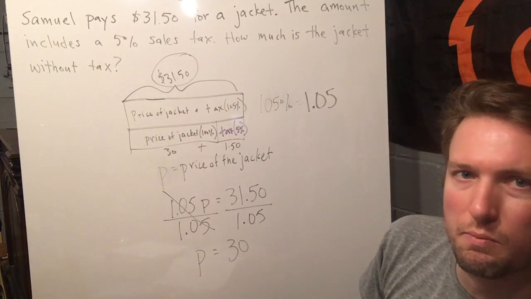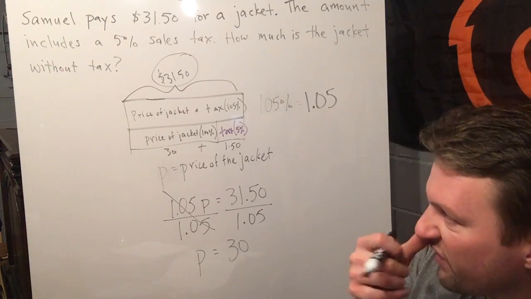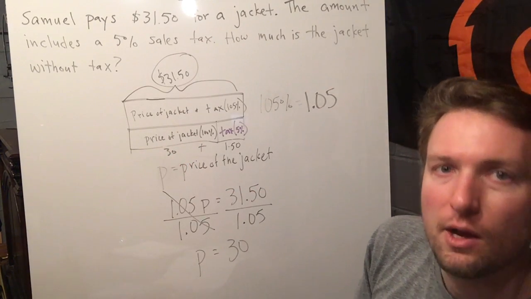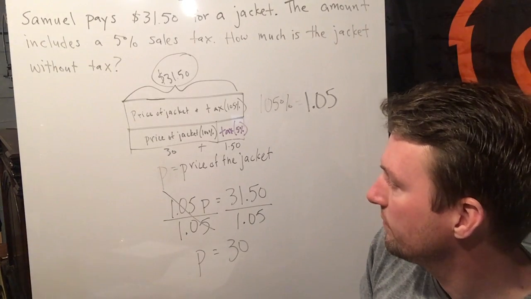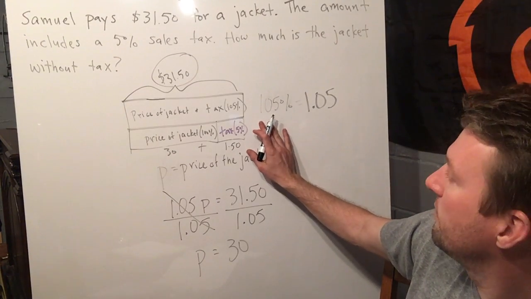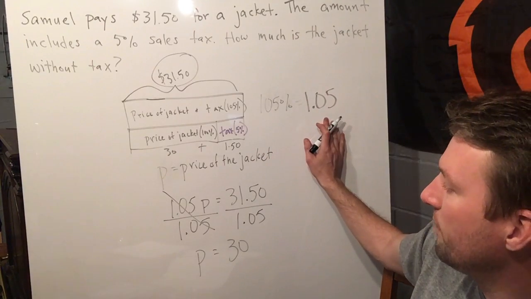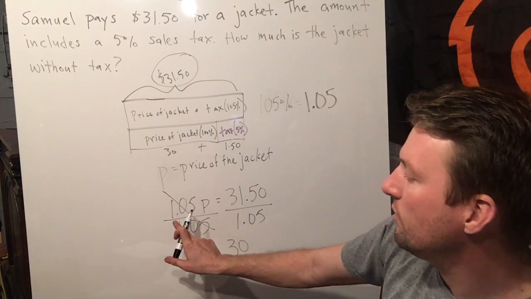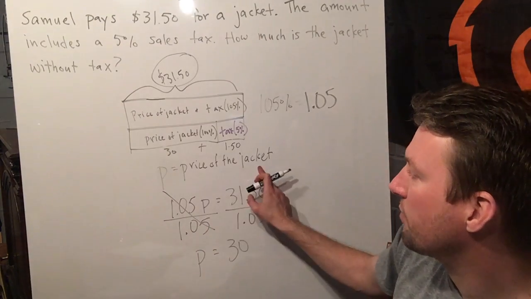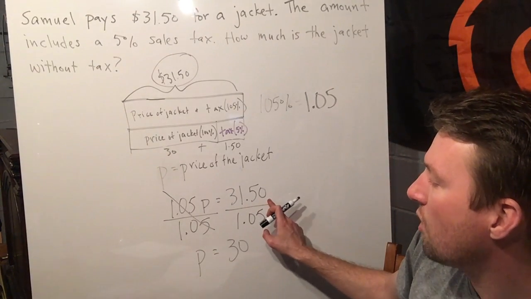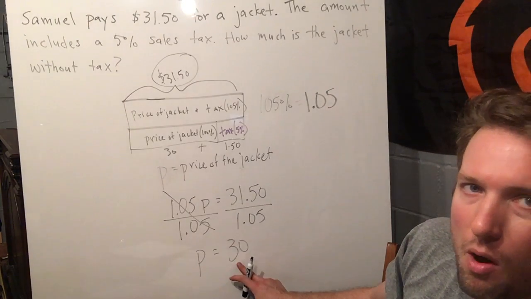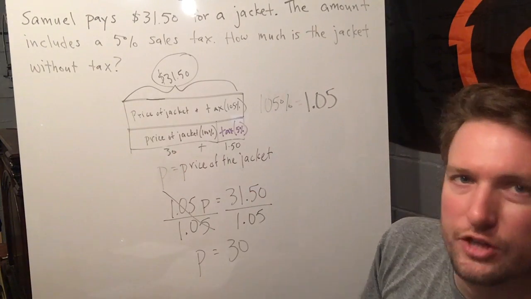So again, what we did is we took the whole amount, what we knew, and we broke it up into smaller parts. The way that we do this is first to create a diagram so we make sure that we understand what the problem is asking of us. We can then convert our percent into a decimal, and then we can use our decimal times what we're trying to figure out, the price of the jacket, equals the total cost. And that would give us the part, or the price of the jacket.